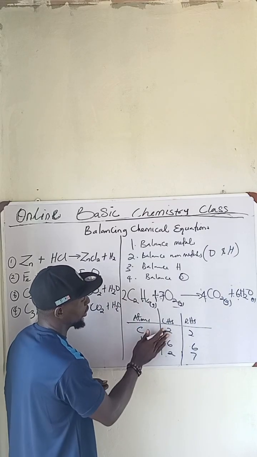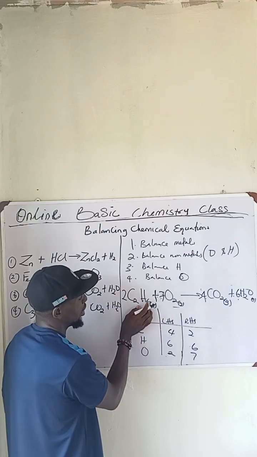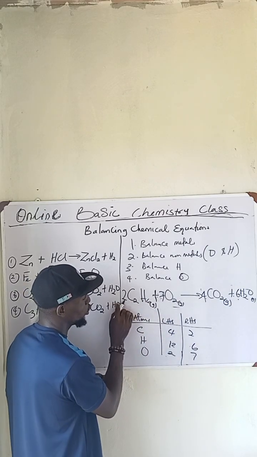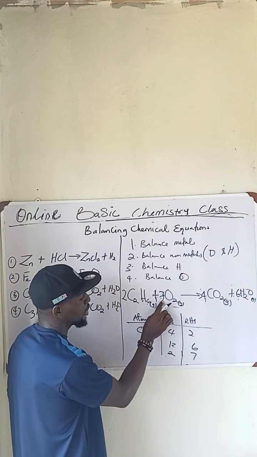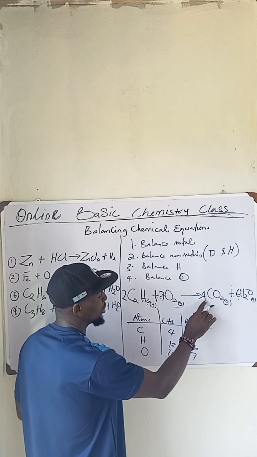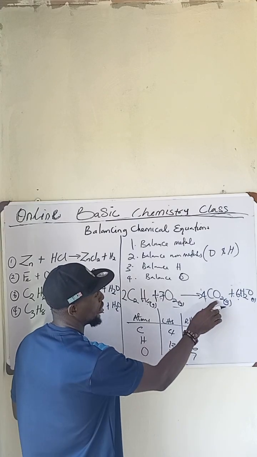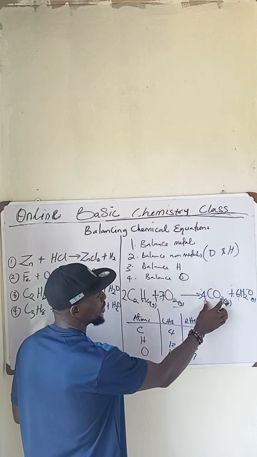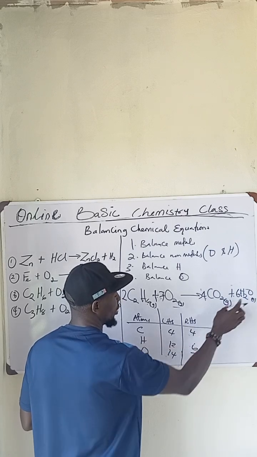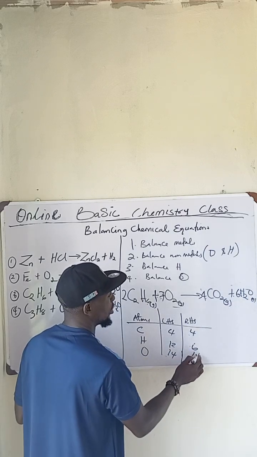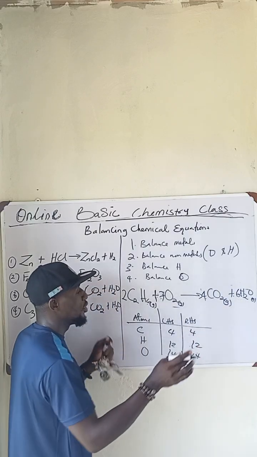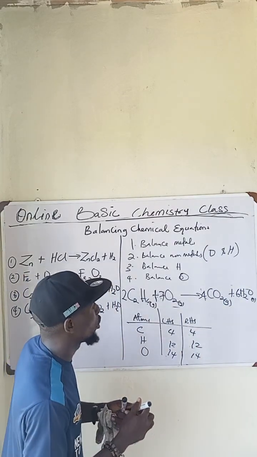Carbon on this side is 4 now. Hydrogen on this side is 12. Look at it. 2 times 6 is 12. Oxygen on this side is 14. Let's go to this side. Carbon on this side is 4. Oxygen on this side is what? 4 times 2 is 8 plus 6 is 12, and 14. Oxygen is 14. Then hydrogen is now 12. So you can see now that everything is balanced. So with this, we have balanced this equation.